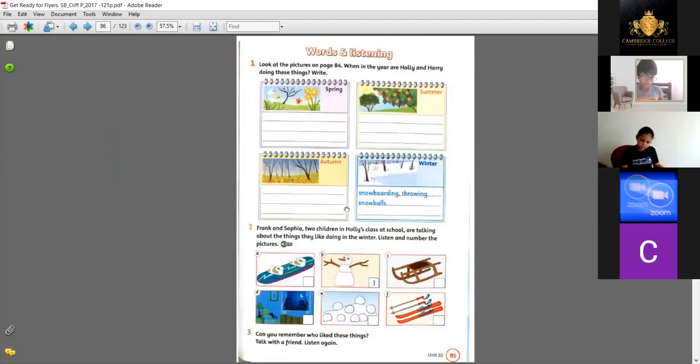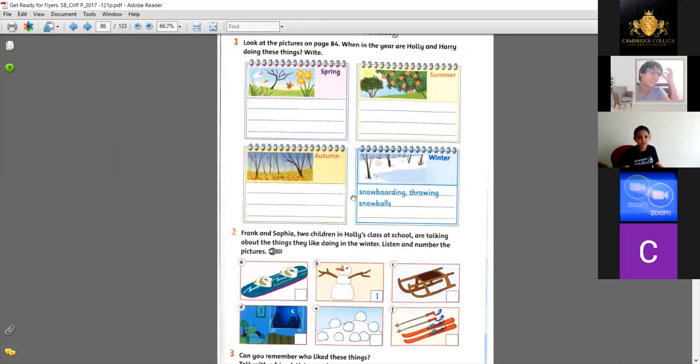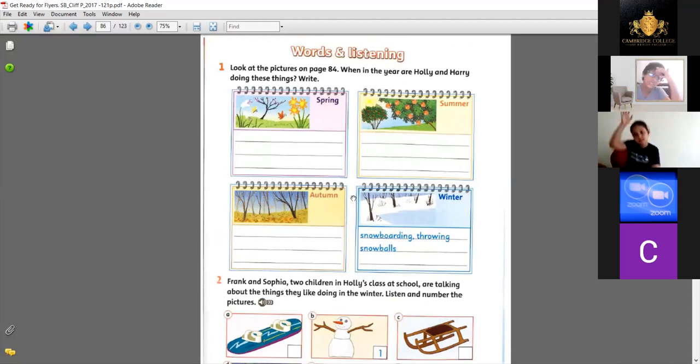Now tell me, what are the four seasons that you have learned last week? Then what are the seasons you have learned? Spring, summer, autumn, winter. Yes, good. So do you know what the differences between these four seasons are? Can you remember that? What is spring and what is summer?